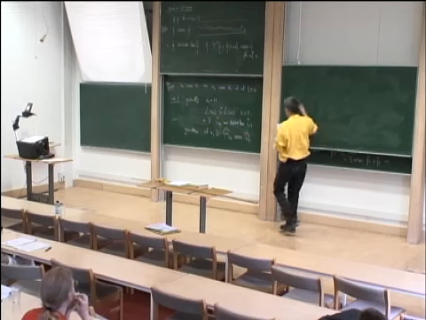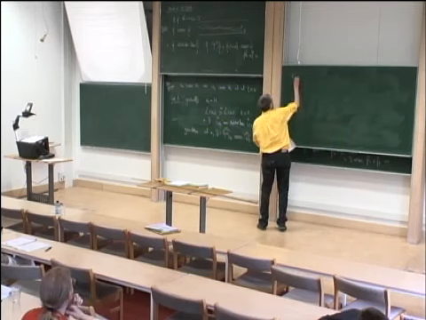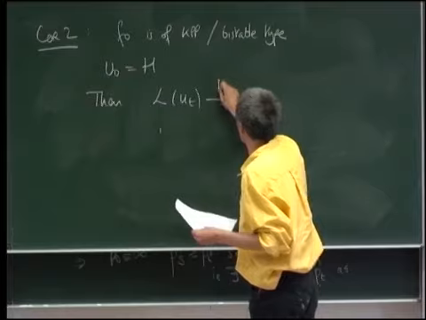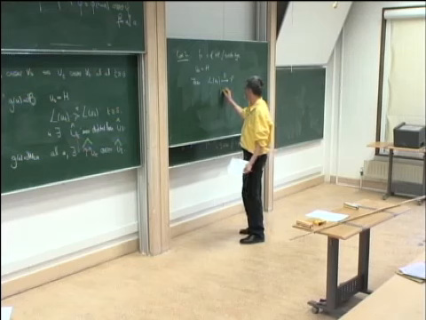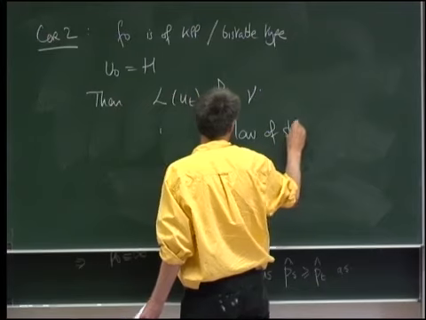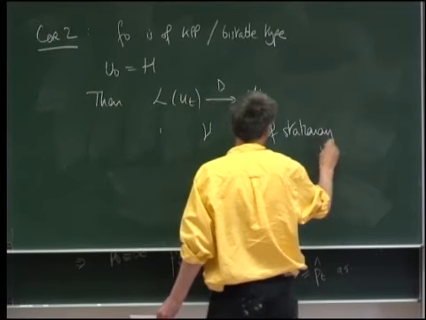What do we get? Corollary 2. So now I need to combine it with this compactness idea. So I'm going to go back to the cases. If F0 is a KPP type or bistable type, and U0 is the Heaviside function, then the solutions converge in distribution to some limiting law. And this is the law of a stationary travelling wave. So nu is the law of a stationary travelling wave. Did I forget to define a stationary travelling wave? I did.